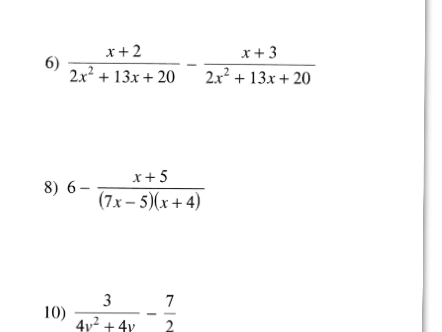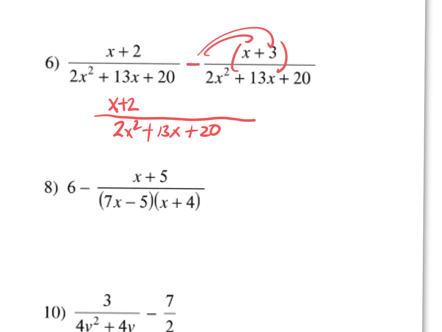We can take and write it as one fraction, with the denominator being 2x squared plus 13x plus 20. And our numerator would be x plus 2. And then since we are subtracting this expression, that is going to be a negative x minus 3.